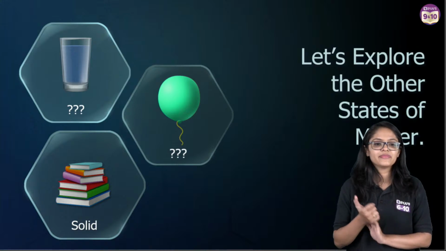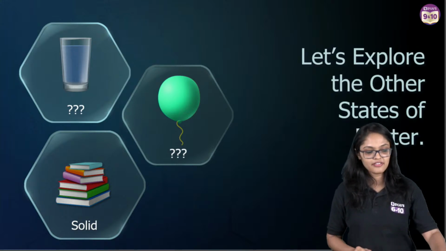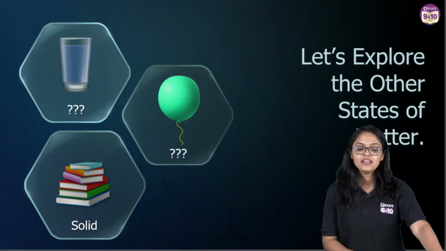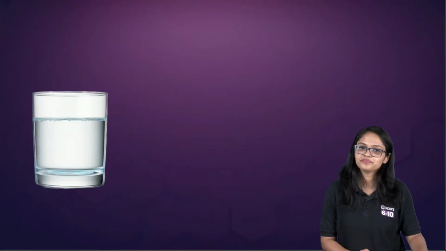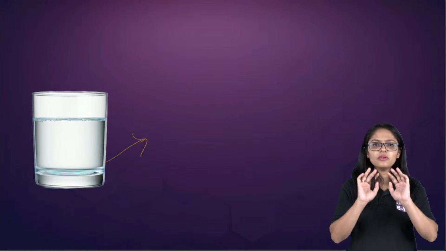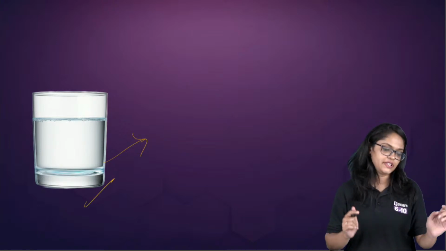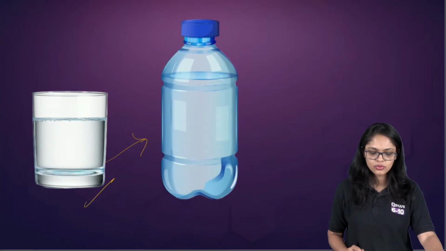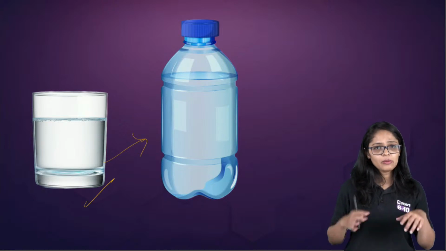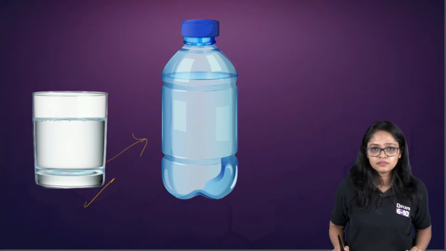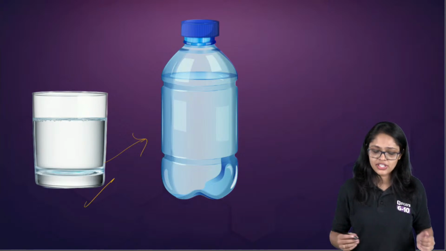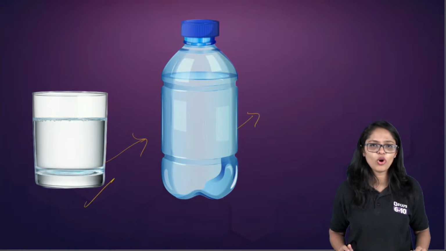So, let's go to the next state of matter, which is liquid. I have a glass of water here and I'll just transfer the same water. Look at the shape of this first. This has a glass shape, so the water has taken the shape of the glass. Now I'll transfer this water to a bottle. What will be the shape of the water now? Yes, it will take the shape of the bottle, right?